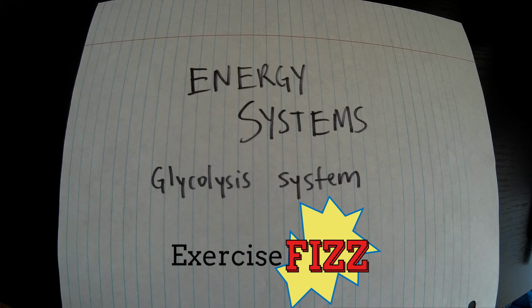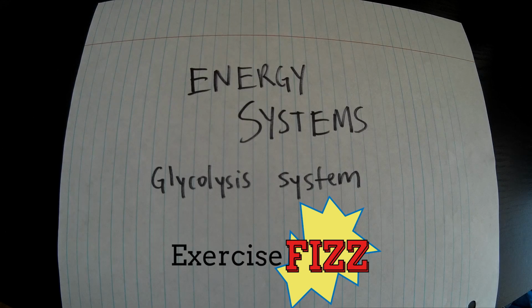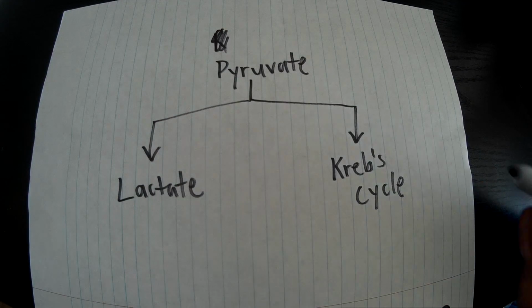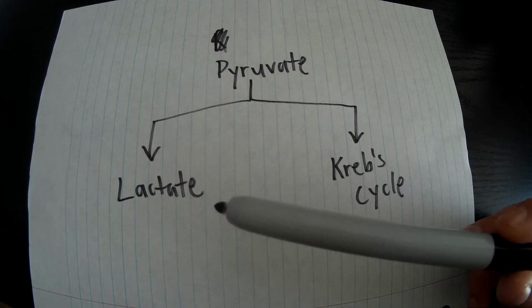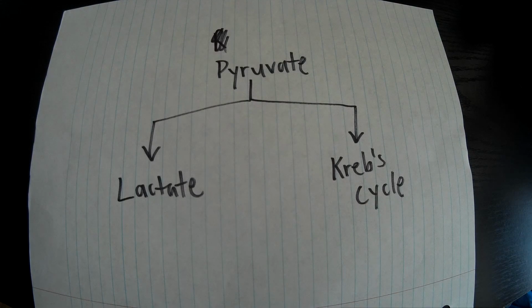Hey everyone, we're going to talk about the energy systems and most specifically the glycolysis system, looking at it from the aerobic, or with oxygen, point of view. So before we get started, let's take a look at the pyruvate that we made whenever we first started our glycolysis. The pyruvate could either turn into lactate or go into the Krebs cycle. It'll go into lactate if there's no oxygen. It'll go to the Krebs cycle if there is oxygen.